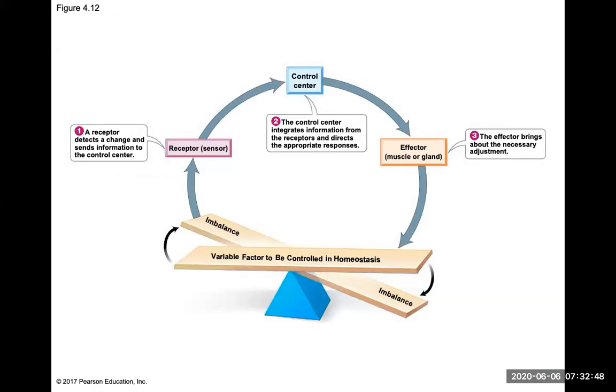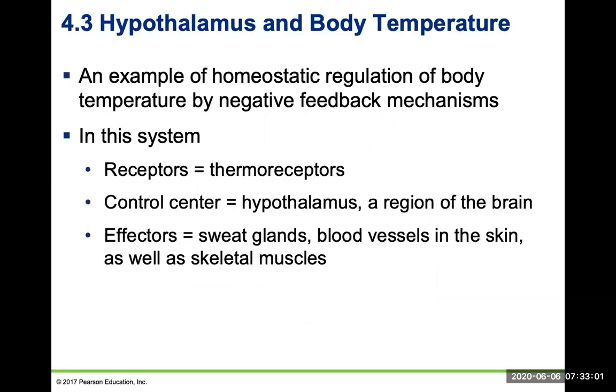So here's an example of using negative feedback to control a variable in homeostasis, with a receptor, a control center, and an effector: the hypothalamus and body temperature, for example, homeostatic regulation of body temperature by negative feedback mechanisms. In this system, the receptors are the thermoreceptors in your skin, the control center is the hypothalamus in your brain, and the effectors are the sweat glands, blood vessels in the skin, as well as skeletal muscles.